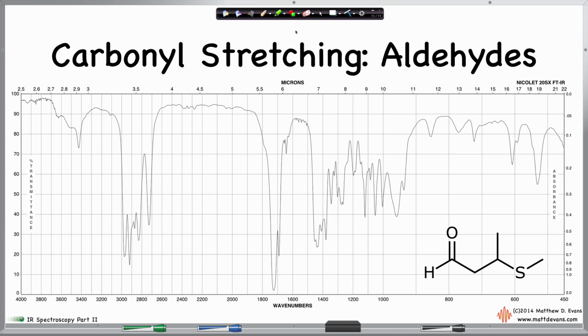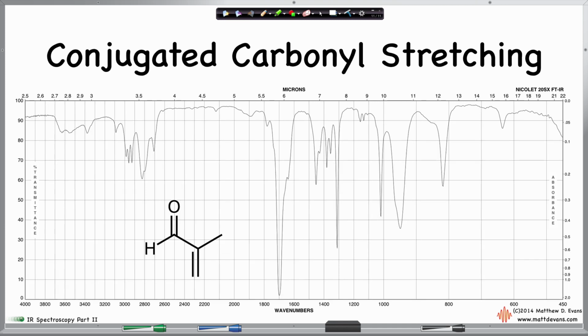I may have another one. Let's check. I do have another one. This is a conjugated aldehyde this time, and the conjugation means that this double bond, so this is a carbon double bond oxygen, and then one bond away, there's another double bond. That's called a conjugated system, where these are adjacent to one another. It's double bond, single bond, double bond. That can have an effect on the exact value of this absorption as well.